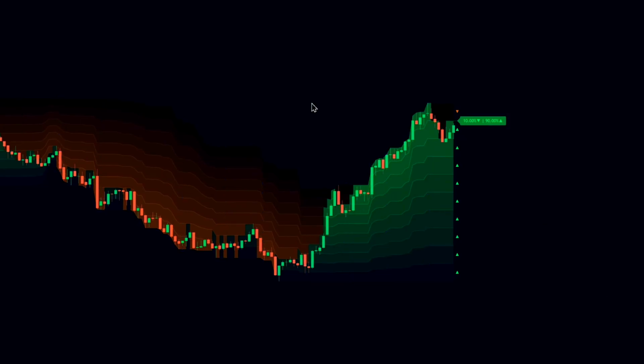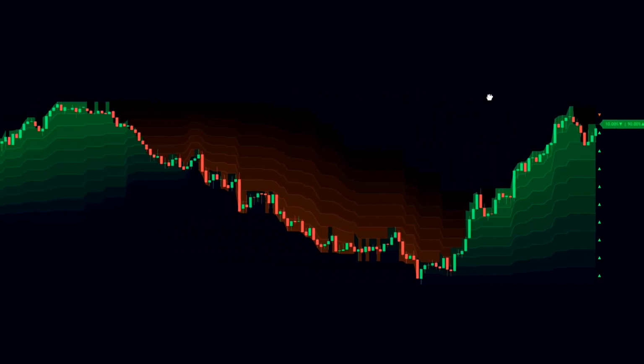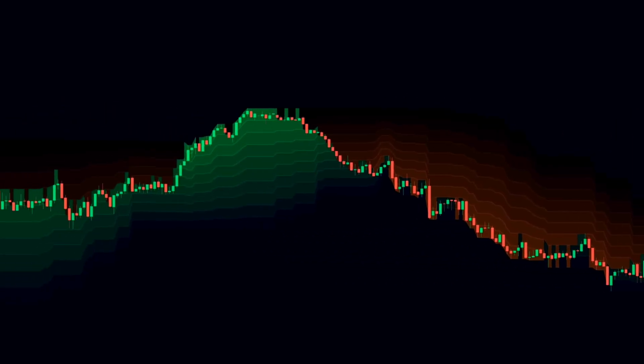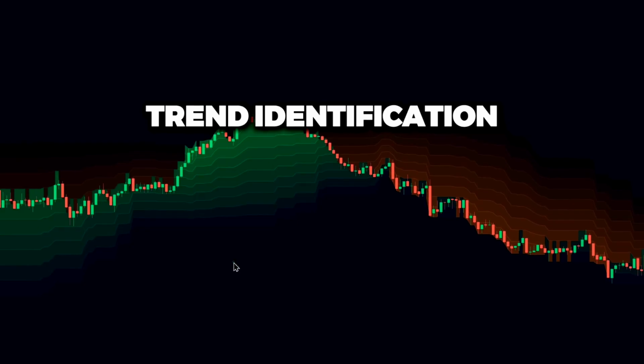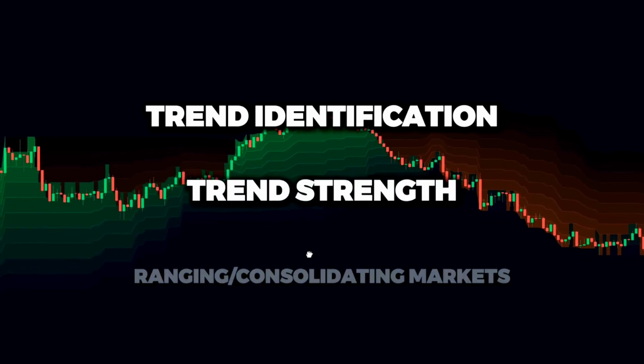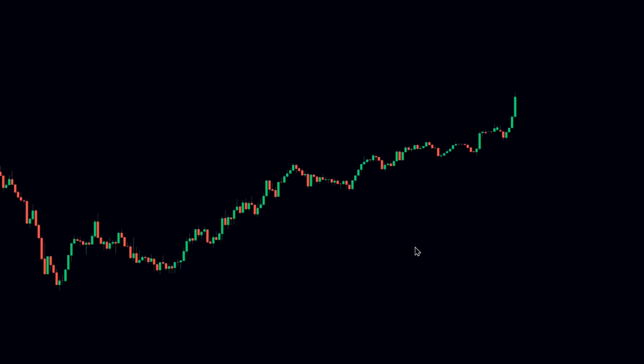Using this indicator to trade can be broken down into 3 key methods. First, trend identification. Second, trend strength analysis. And third, avoid ranging markets. Let's go through each one in detail.